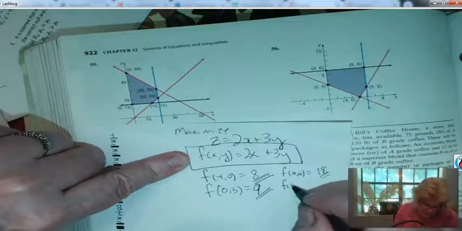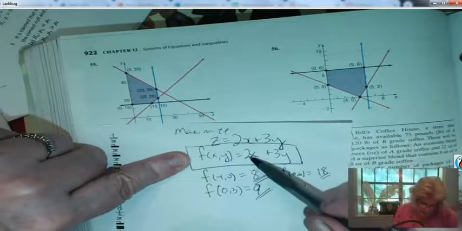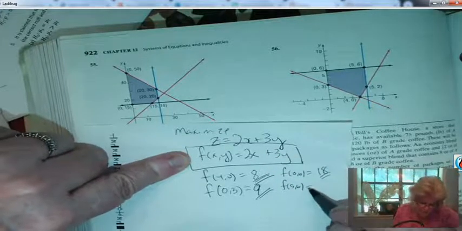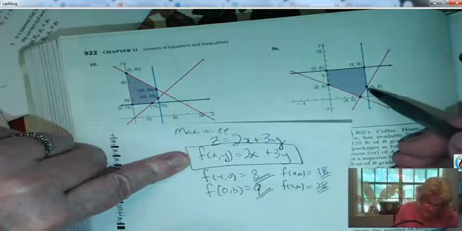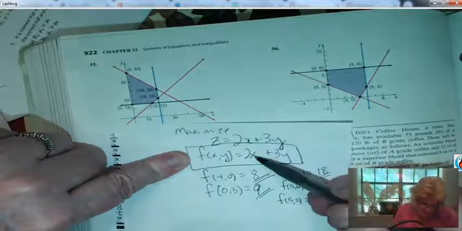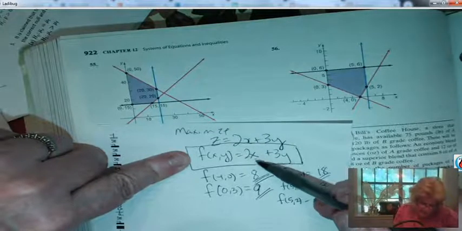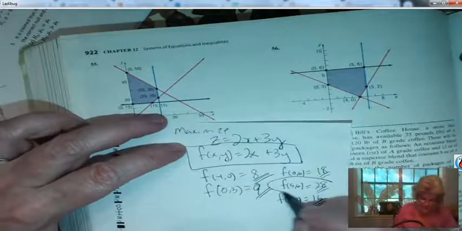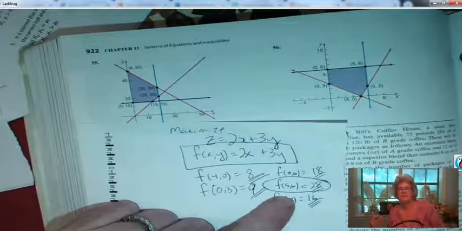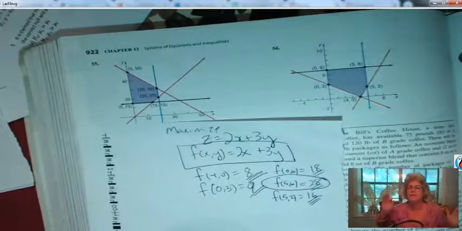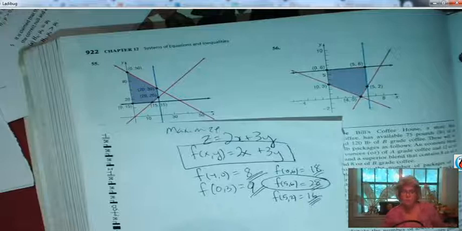Then what's the next one? 5 comma 6. It'll be 2 times 5, which is 10, plus 3 times 6, which is 18. So that'll be 28. And then I've got 5 comma 2. And that'll be 2 times 5 plus 3 times 2. 10 plus 6 is 16. So what is my max? My max is 28. And the vertex at 5 comma 6 maximizes my objective function. Okay, so that should be enough for you to do these objective function questions.